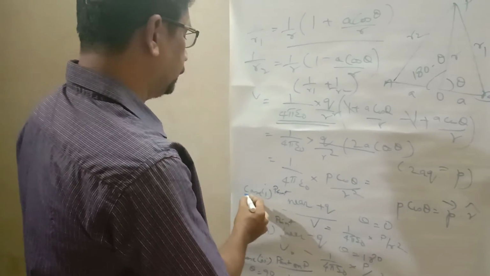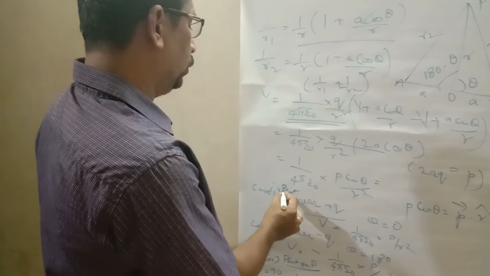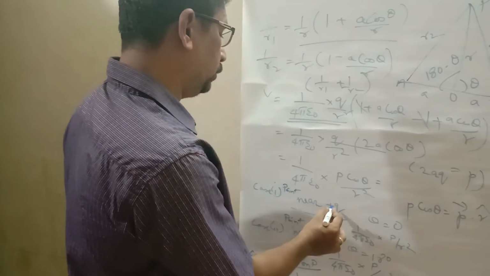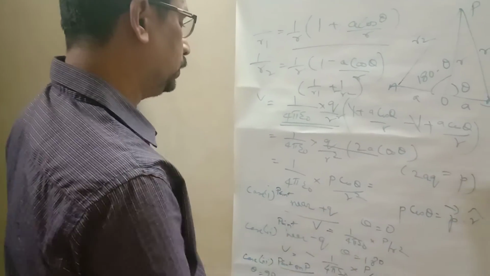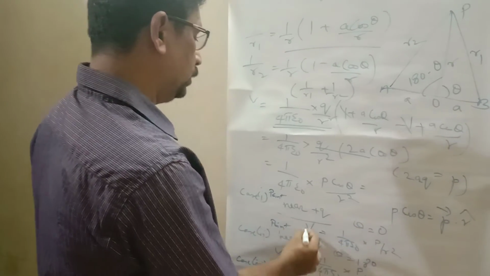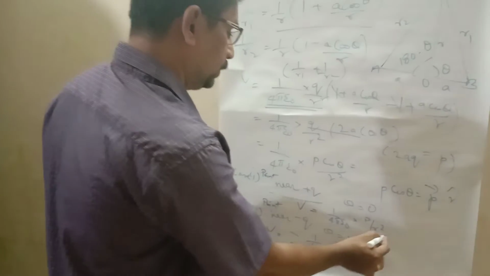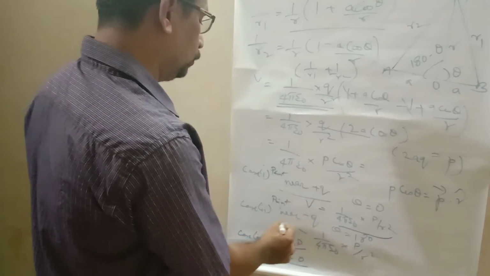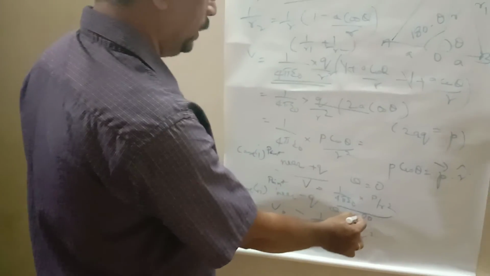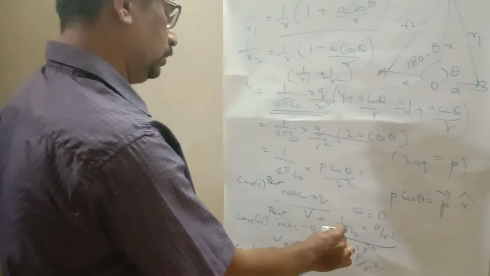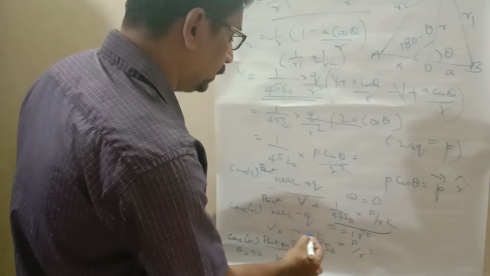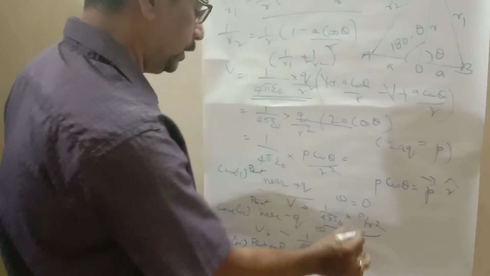Now there are three cases. Case 1, if the point is near plus q, that is a positive charge, theta becomes 0, then V equal to 1 by 4 pi epsilon naught into p by r square. So this is the final expression. And near minus q, theta becomes 180, that is cos theta is minus 1. Then the formula changes to minus 1 by 4 pi epsilon naught into p by r square.